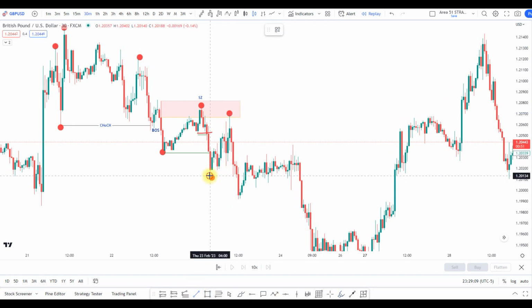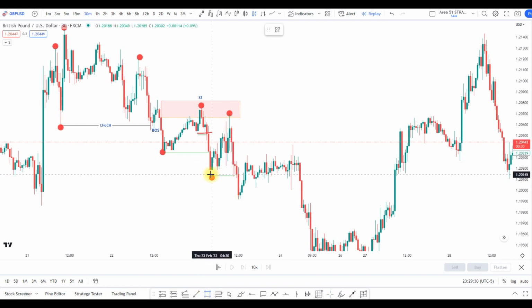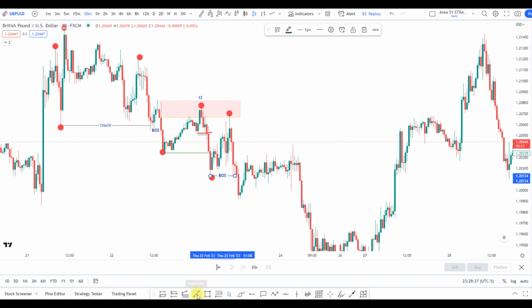I don't want to skip anything over here. We break structure there. Once we break this structure, where is your external and internal? Anything that's bearish is your external market structure, and anything that's bullish, which is the pullback, is your internal market structure. So the price dropped, gave us that break of structure. Once we get this break of structure, we know that we should be waiting for the internal market structure to realign with the external market structure.